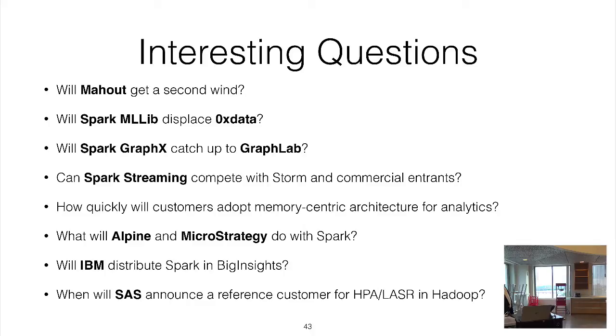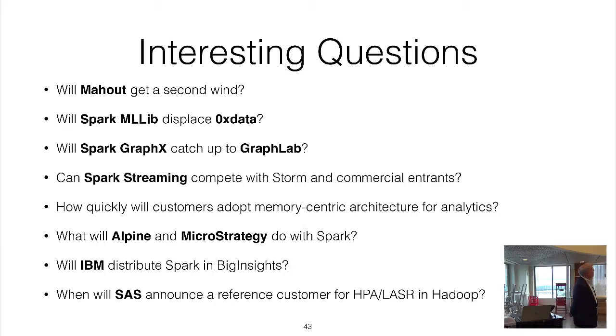Similarly, as of today, GraphX doesn't have all the features and doesn't run as fast as GraphLab. How quickly will they catch up? Can Spark Streaming compete with Apache Storm? And in the commercial space, DataTorrent just announced a product that they claim will do 1 billion events a second, which is pretty impressive. It's very competitive. The whole streaming analytics area is very competitive.